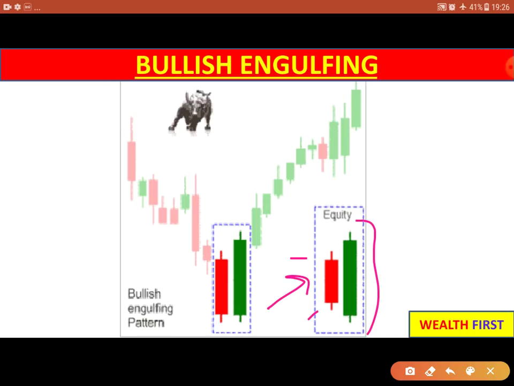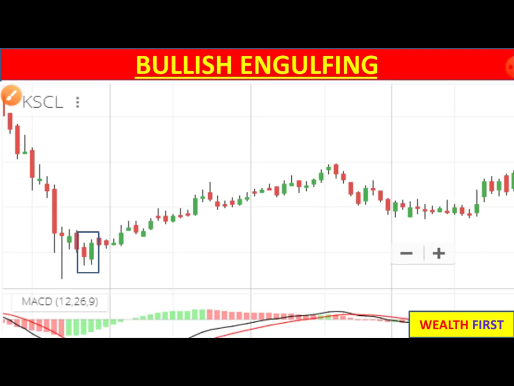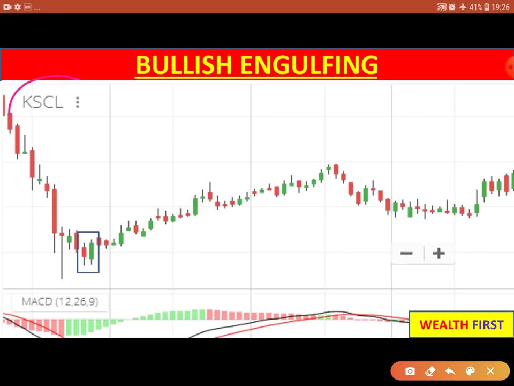And this is called bullish engulfing. This gives the clear-cut direction that the market is going to go up. This is Kaveri Seeds chart, and you can see this bullish engulfing pattern which has come. That means the day prior was the day of sellers.